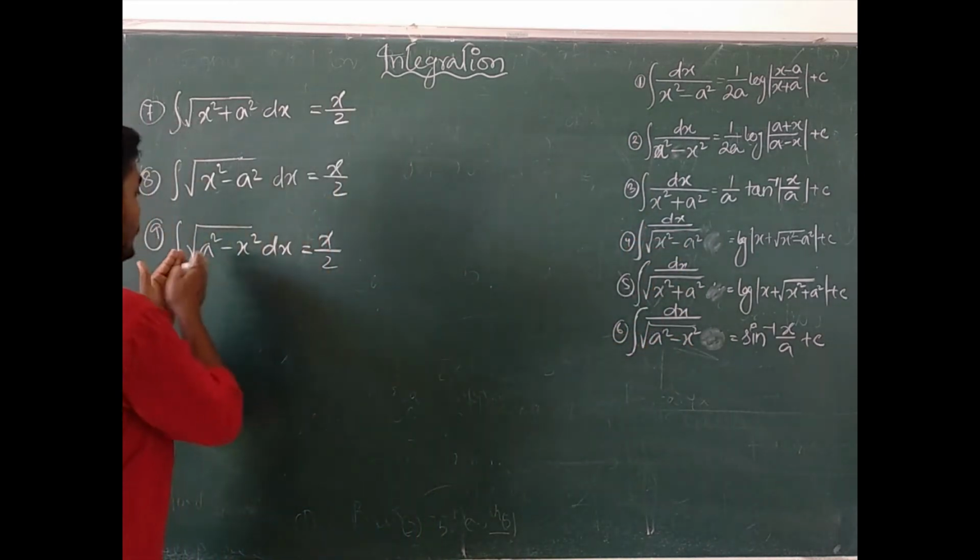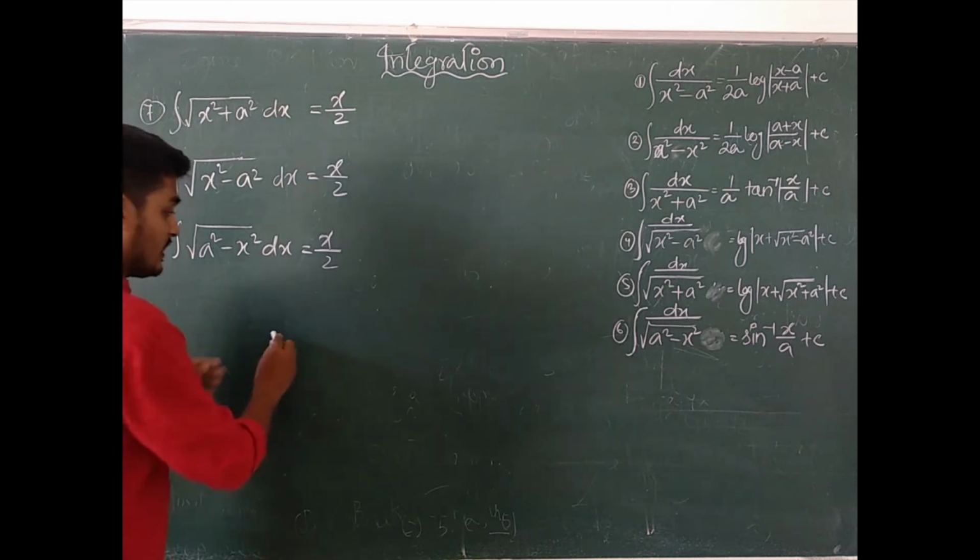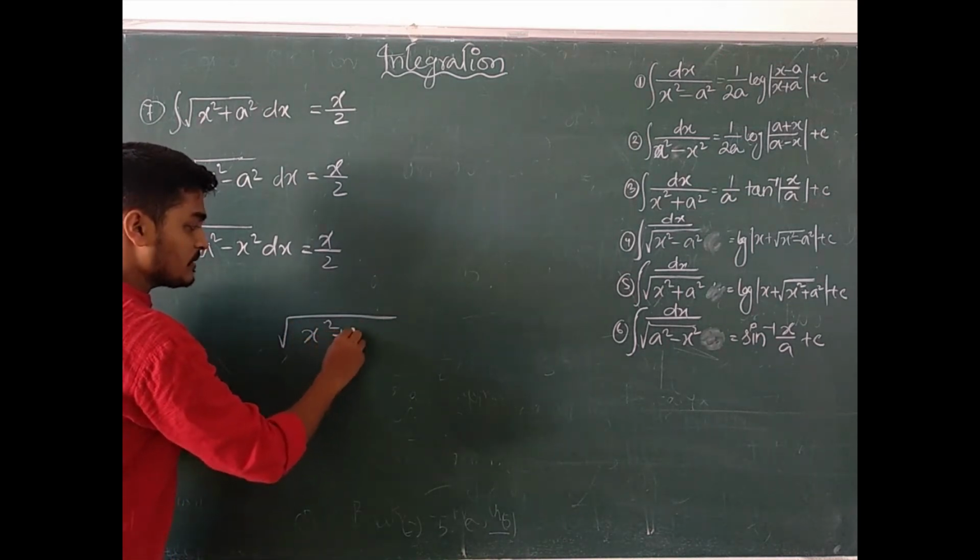If directly any quadratic expression is there under the square root, just like this one, x square plus 4x plus 3.